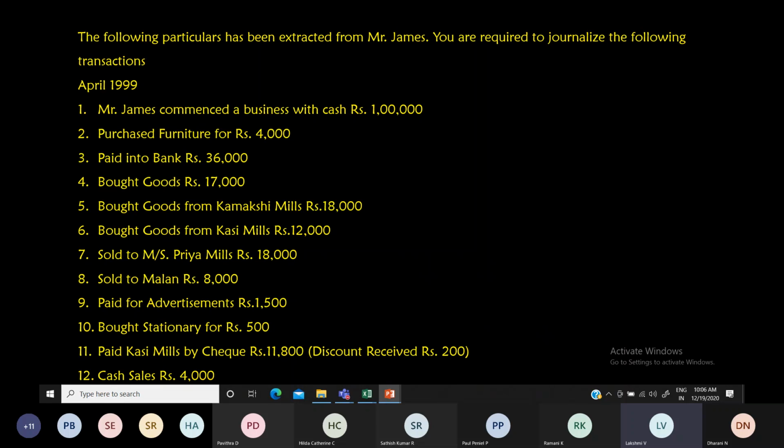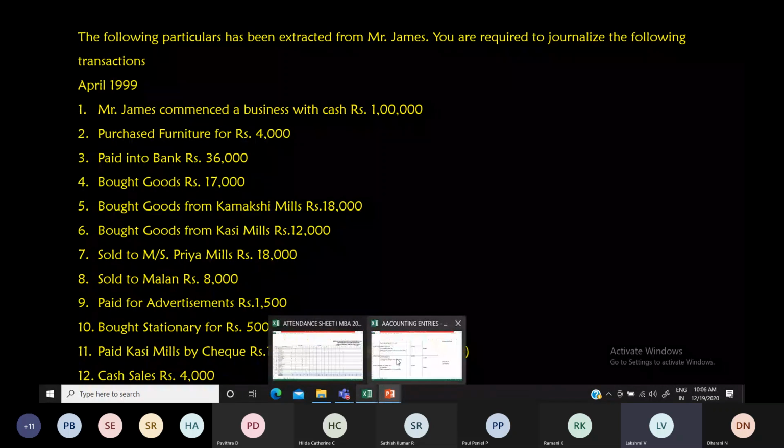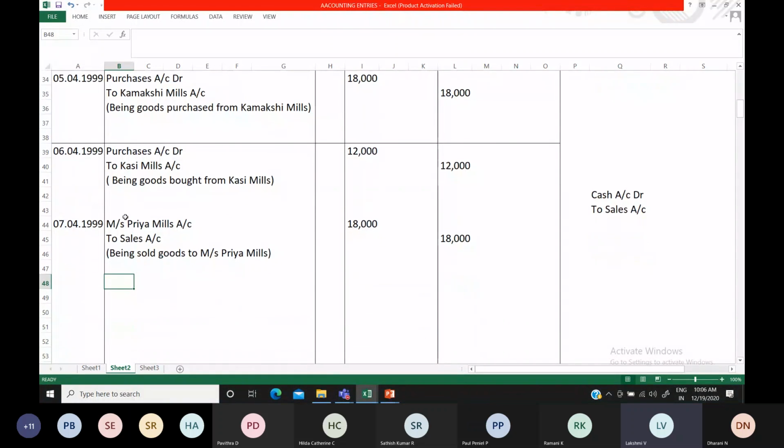Whenever you make a sale, that person will be the receiver. Whenever you make a purchase, that person will be the giver to you. Based upon the transaction only, you can make the entry. So sold to Marlon means Marlon's account. The transaction is the same, it is repeated here. Mrs. Priya Mills here, it's Marlon here. Marlon's account you have to debit to sales account.